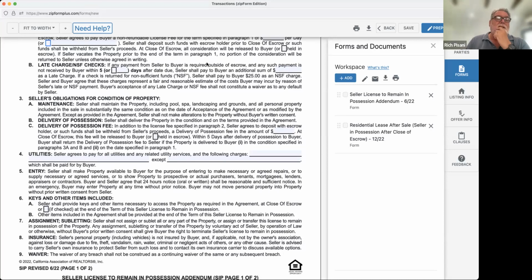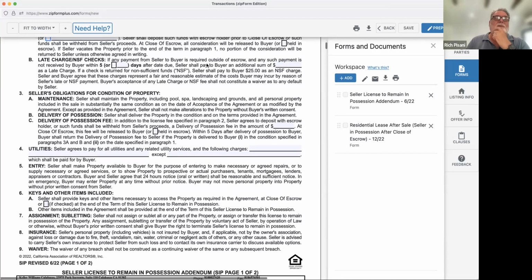Utilities. Seller agrees to pay all utilities and any related utility services and the following charges. So that's if they needed to pay something, like the HOA. If you want them to pay the HOA fee or a portion of the HOA fee, that would go there. Anything besides the utilities, they're automatically on the hook to pay utilities. Now, if the buyer is going to pay some of these utilities, then that would be the exception.